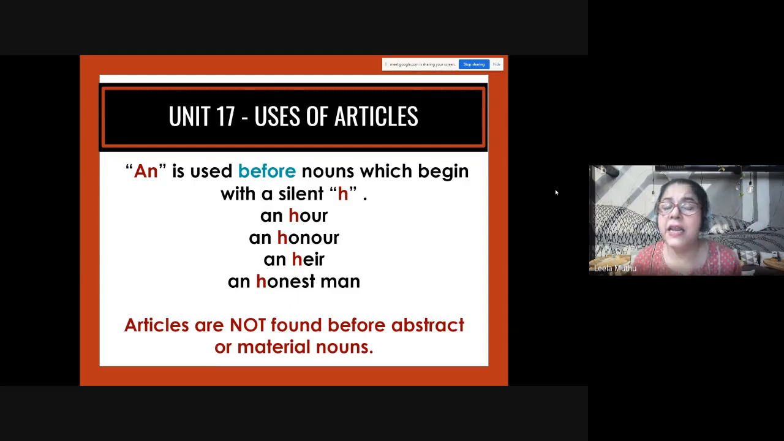And articles, like I told you, are never used before material nouns, which are uncountable nouns. You never use articles before a material noun. So you cannot say I saw a gold. You'll say I saw a gold bangle. I saw a plastic bottle.